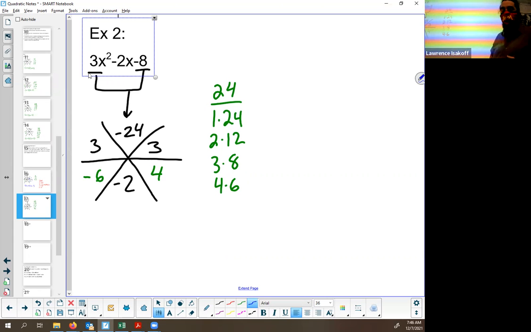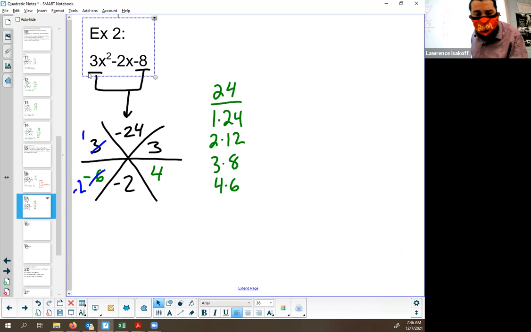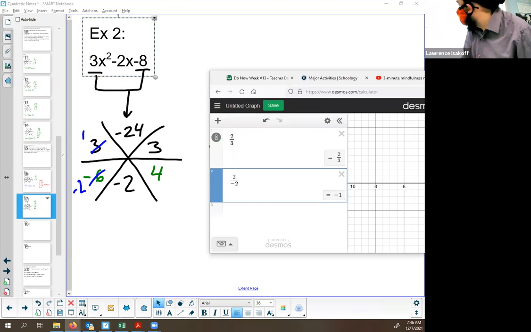So now I go to C. Can I reduce fractions here? 3 over -6, can that reduce? Yeah, that can reduce to 1 and -2. They're both divisible by 3, so that's 1 and -2. 3 over 4, can that reduce? No. So again, if you're having trouble with that reducing piece, you can utilize Desmos to help us out.